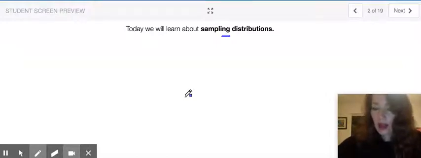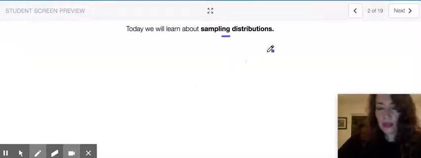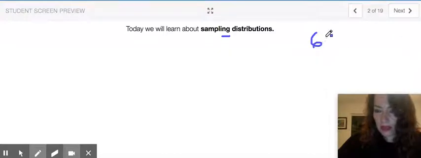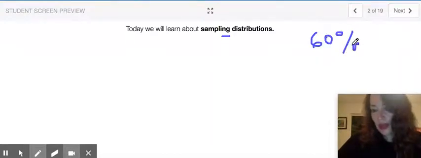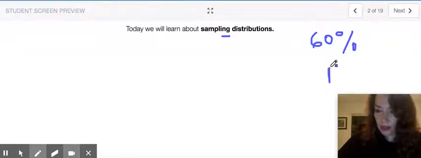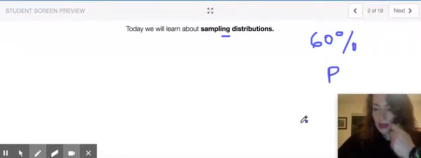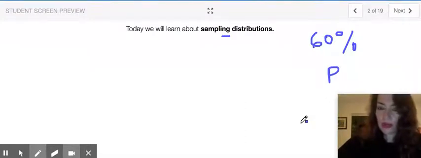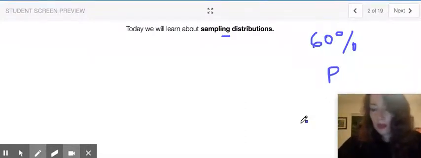Let's say we know that 60% of people like to eat ice cream. We would call that a proportion, P, and that would be considered a population proportion. In other words, out of all the people, 60% enjoy ice cream.